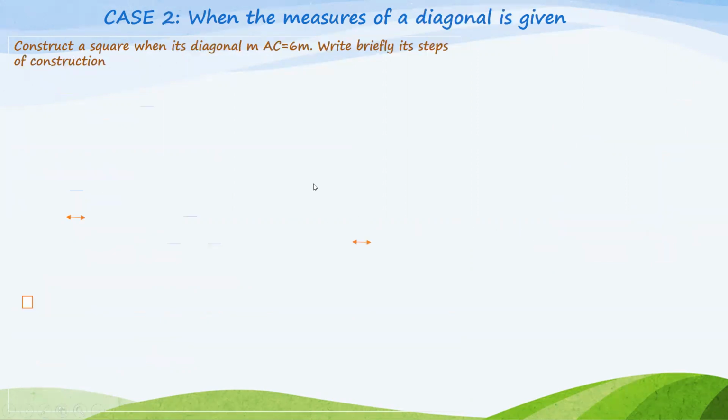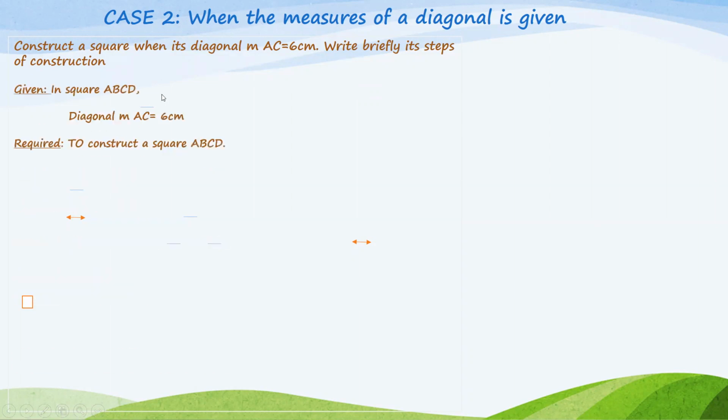Clear, everybody? Now the next one is construct a square when its diagonal is given. This is case number 2, when the diagonal is given. Measurement AC is equal to 6 centimeter. Write briefly its steps of construction.